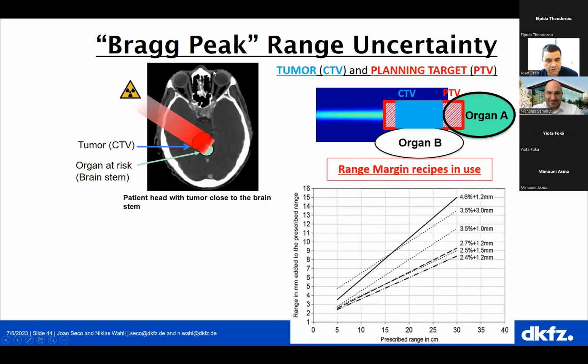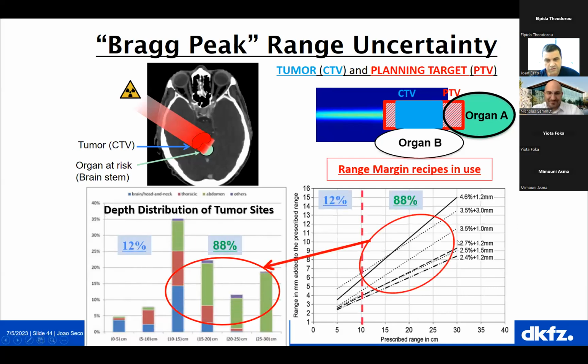What are the margins used for the range uncertainties? It usually changes from center to center, but they're usually in the order of 3.5% plus a small shift of 1 or 2 millimeters, right? So for example, if I'm treating a tumor that's 10 centimeters deep, I can have an additional margin of 5 or 6 millimeters, right? It seems very little, but in reality, volume-wise, it is a lot.